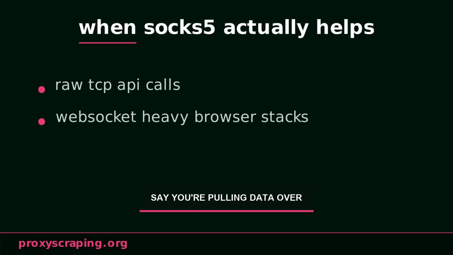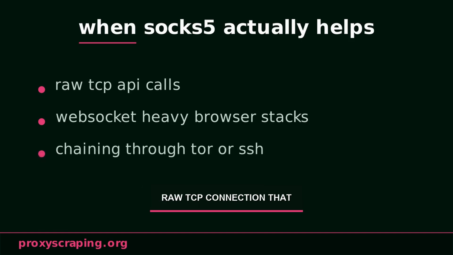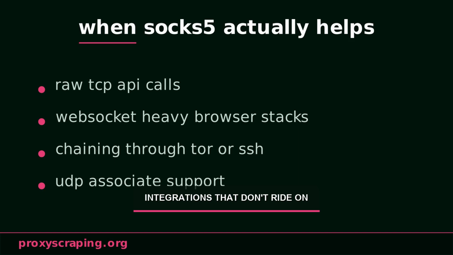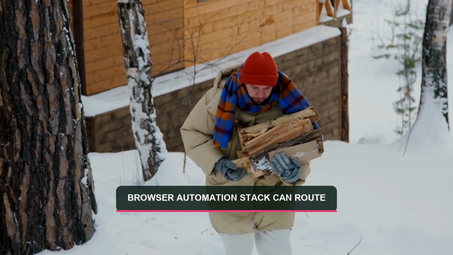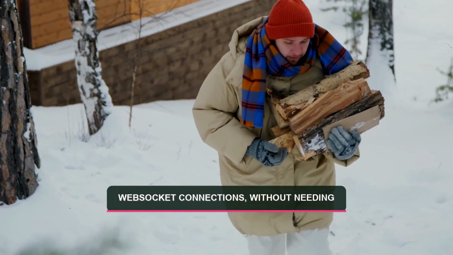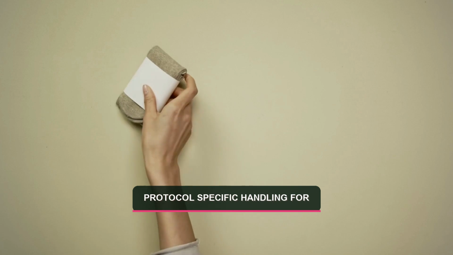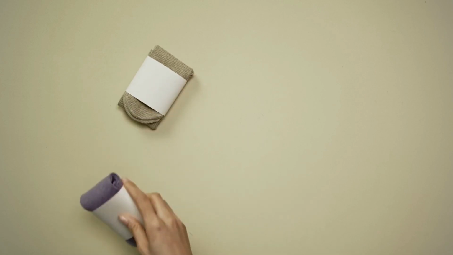Say you're pulling data over a raw TCP connection that isn't standard HTTP or HTTPS, which happens occasionally with certain API integrations that don't ride on top of HTTP. Or say you want one single proxy that a full browser automation stack can route everything through, including WebSocket connections, without needing protocol-specific handling for each traffic type.